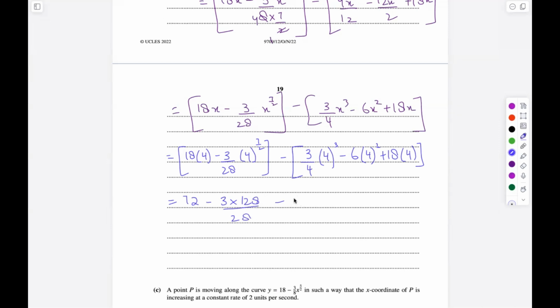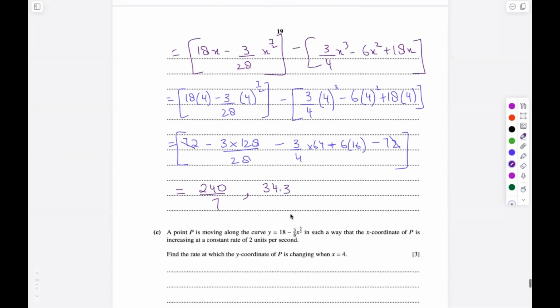Minus, so this will become 3 upon 4 into 64 minus 6 into 16. So this will be 6 times 16, and 18 times 4 will become, so this minus will make this positive, and minus plus will just make this a negative. So this will be a negative 72. 72 and 72 will cancel. Substituting these values in the calculator, the final answer for the area will be equal to 240 upon 7, or in decimal, we can also write this as 34.3. So the area of the shaded region will be 240 upon 7 or 34.3.